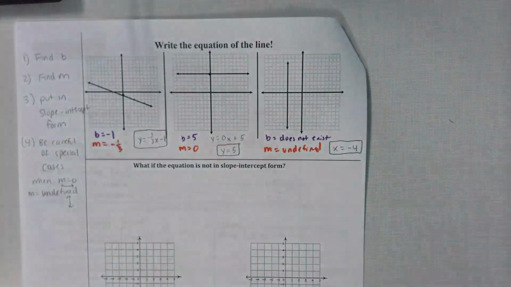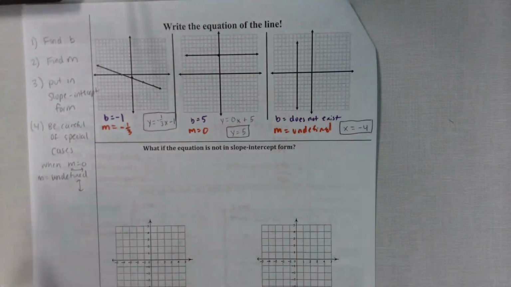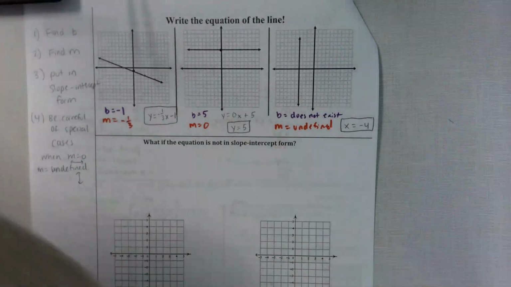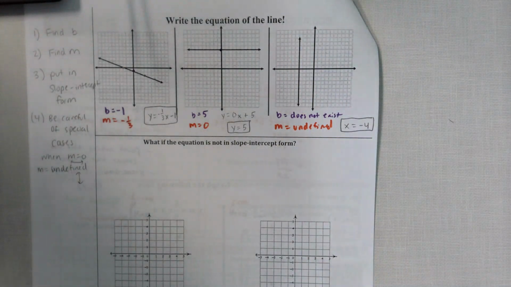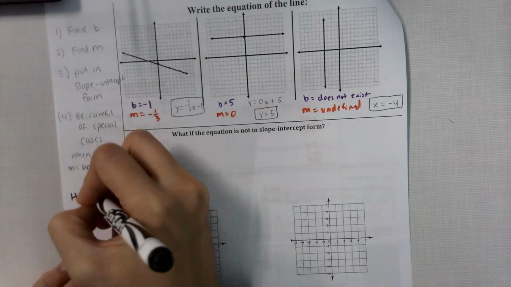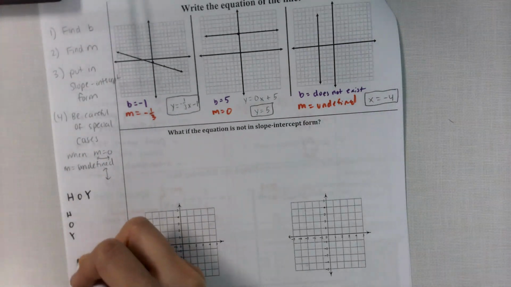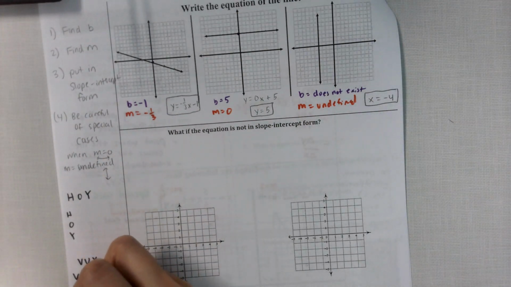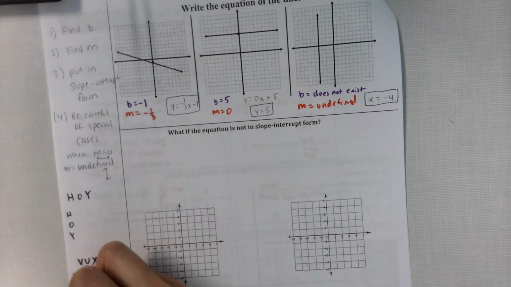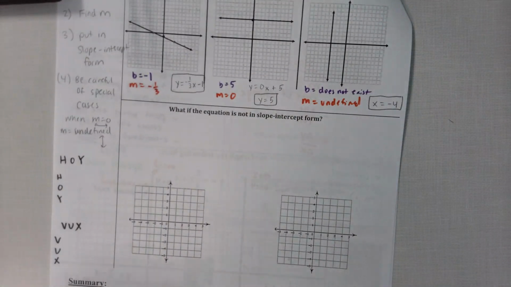Okay, so I'm going to give you some hints for vertical and horizontal lines. So we have these 2 acronyms. We have HOY, and then we have VUX. Hoy and Vux. So some people this might not help them at all. Some people like little tricks like this. So, you know, if you don't like it, don't use it. If you do like it, do use it.